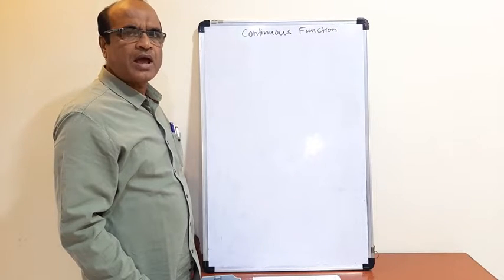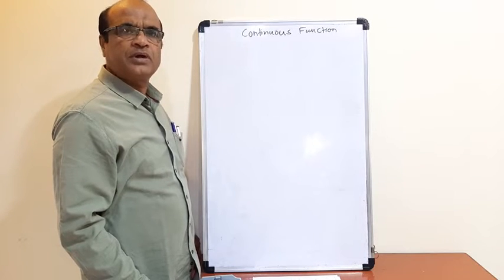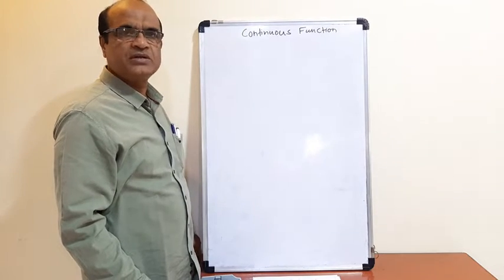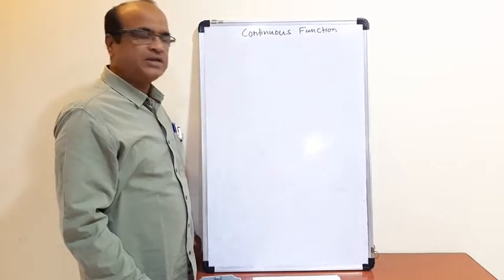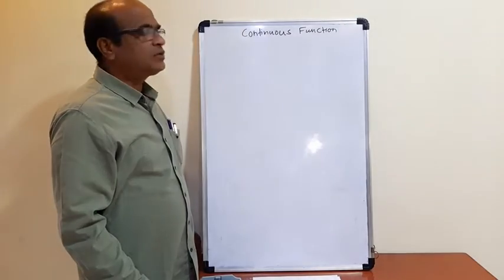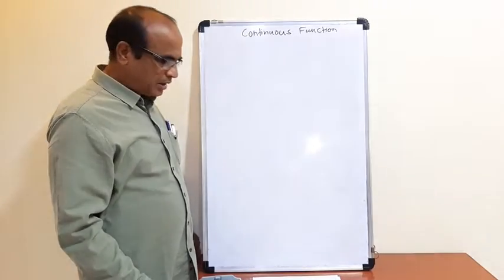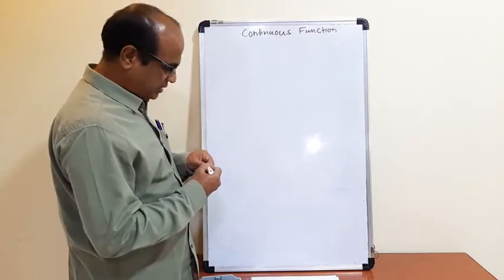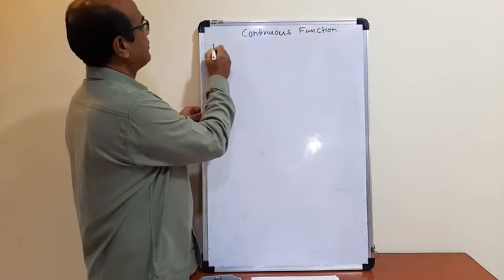If f and g are both continuous functions, then we proved that f plus g is also continuous, f into g is also continuous, f divided by g is also continuous, and so on. We also took an example on continuous functions, and we take an example in this lecture too.